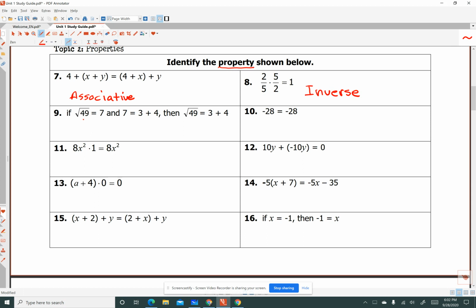If the square root of 49 equals 7 and 7 equals 3 plus 4, then the square root of 49 equals 3 plus 4. Then this jumps over the 7 and also equals this. That is the transitive property. This is the reflexive.